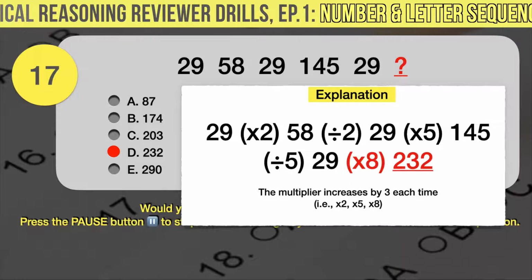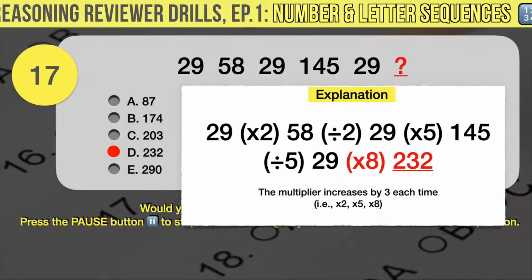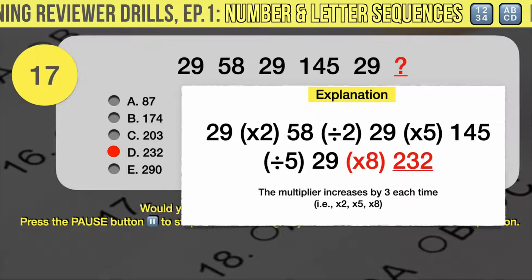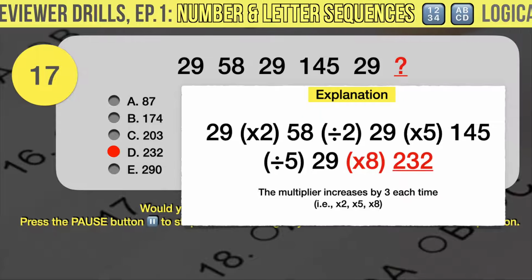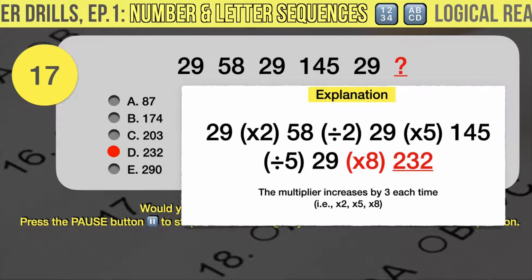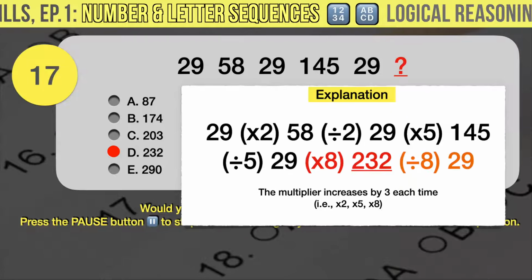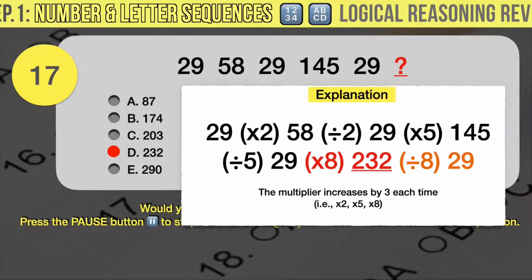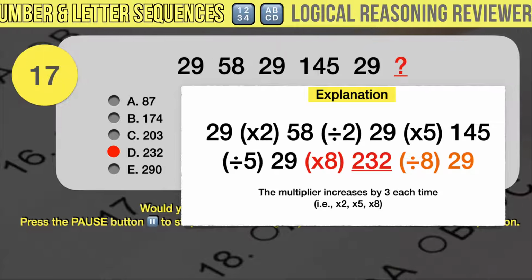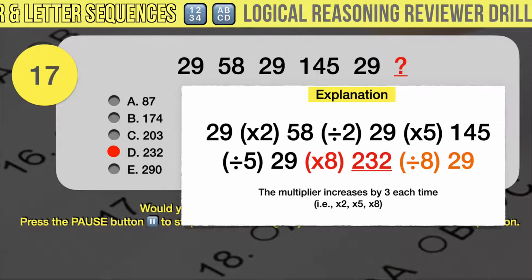So the next logical step is to increase again the multiplier by 3, that is, from 5 to 8. 29 times 8 equals 232, the next number in our sequence. If we proceed further, the next number would have been another 29, since we will be dividing 232 by 8.